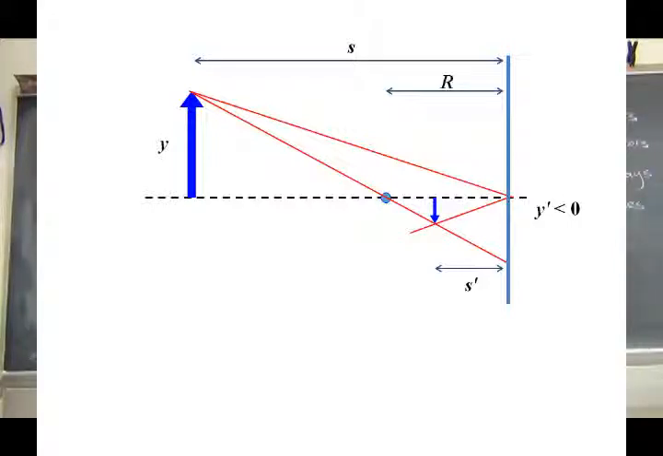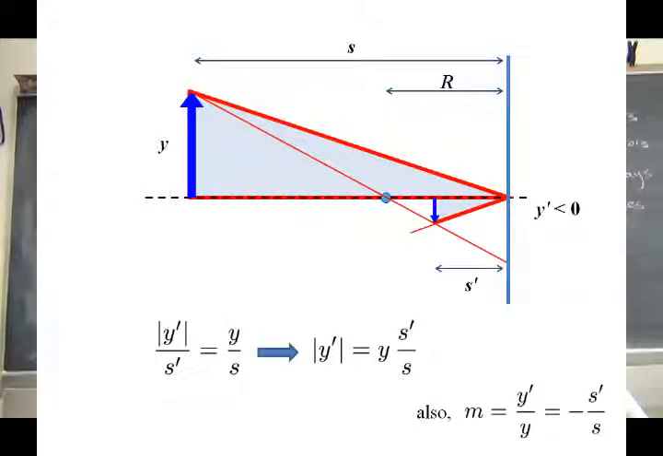There are a couple of triangles in this diagram which are very interesting. Consider these two triangles formed by the object and the image and the vertex of the optic axis. These are similar triangles because of the law of reflection, so the corresponding ratios of sides should be equal. The absolute value of y prime over s prime is equal to y over s, which means the absolute value of y prime is just y times the ratio s prime over s. This also means that the magnification, y prime over y, is the negative of the ratio s prime over s. So that's one useful relation between y prime and y and s prime and s.